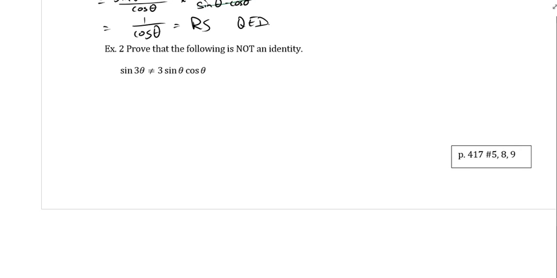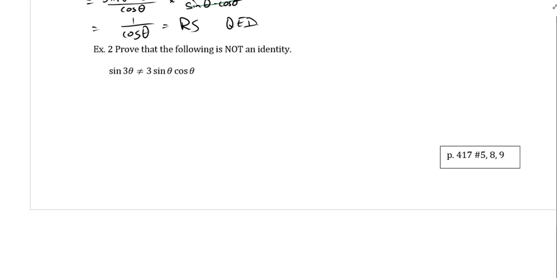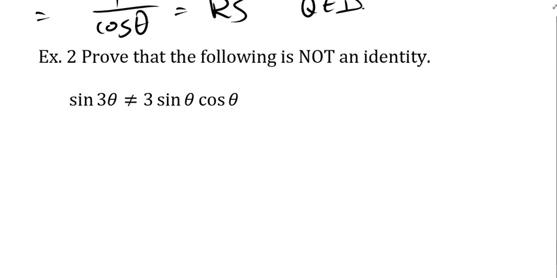Okay, very quickly, there are a couple of questions in the practice that do this kind of thing. Prove that the following is not an identity. If this was an equation, sine 3 theta equals 3 sine theta cos theta, that would be like, find the values of theta where it's true. That's an equation. We're going to do some of those later on this week, solving trig equations. Like a linear equation, 2x equals 10: find the value of x where it's true.